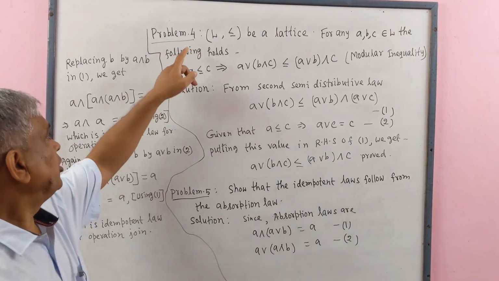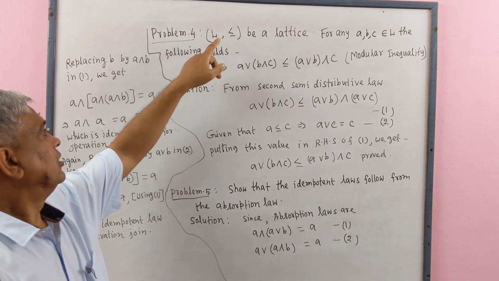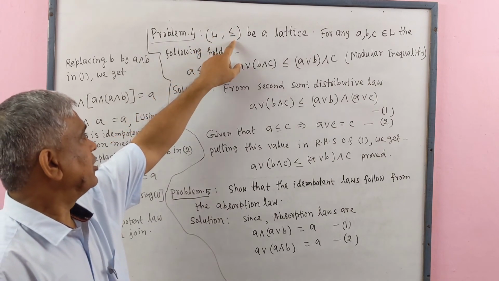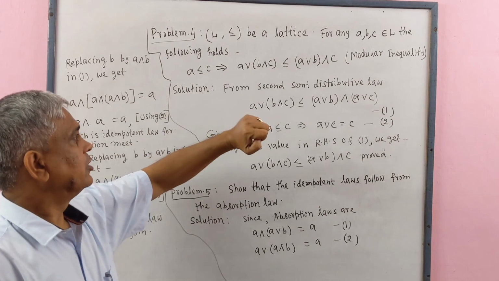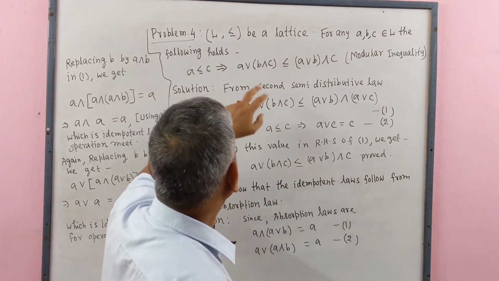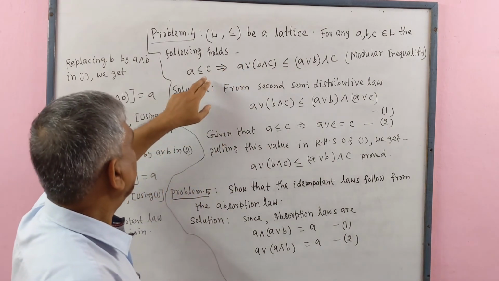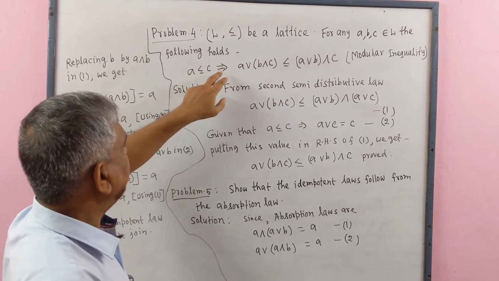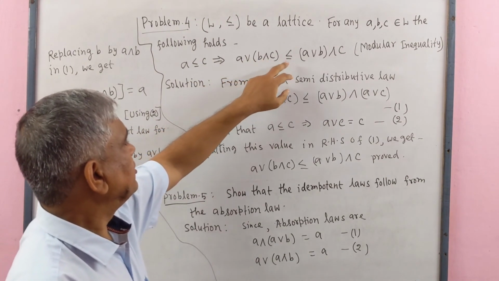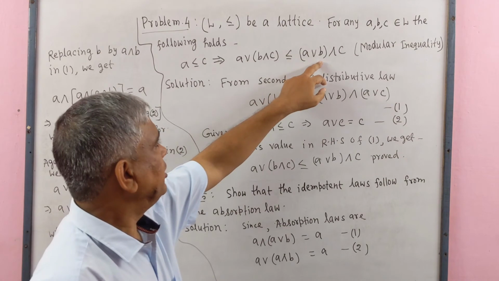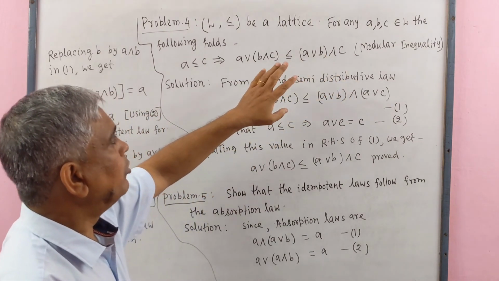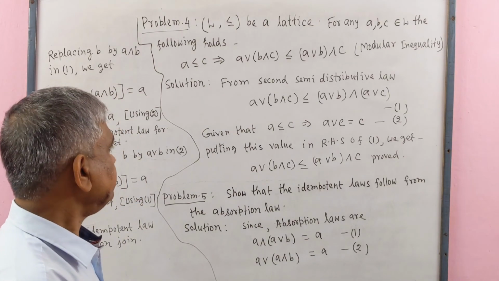Now we solve problem number 4. The problem: let L with partial order relation be a lattice. For any A, B, C belonging to L, the following holds: A less than or equal to C implies A join (B meet C) is less than or equal to (A join B) meet C. This inequality is called the modular inequality.